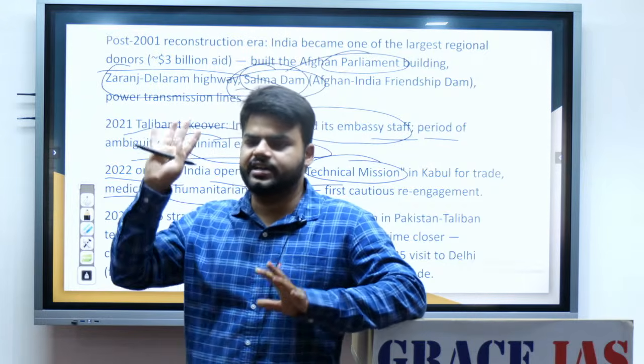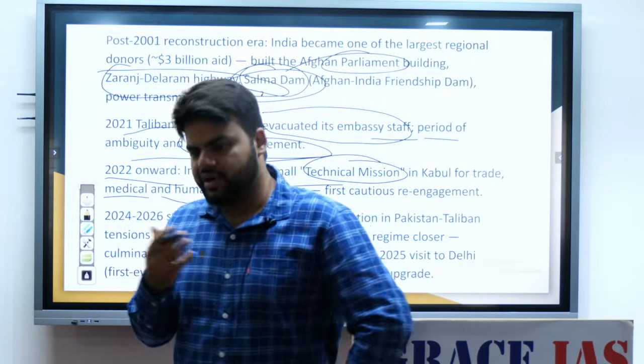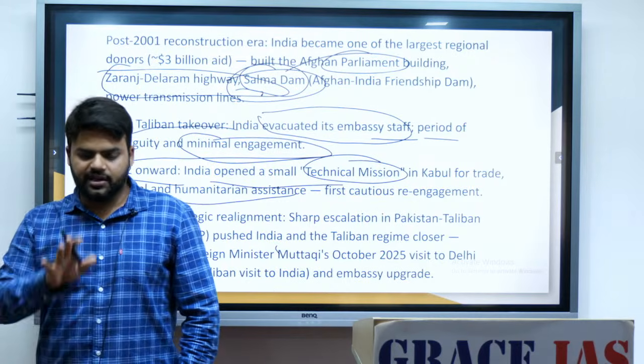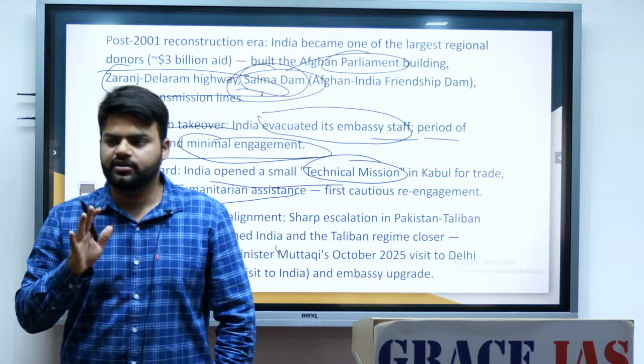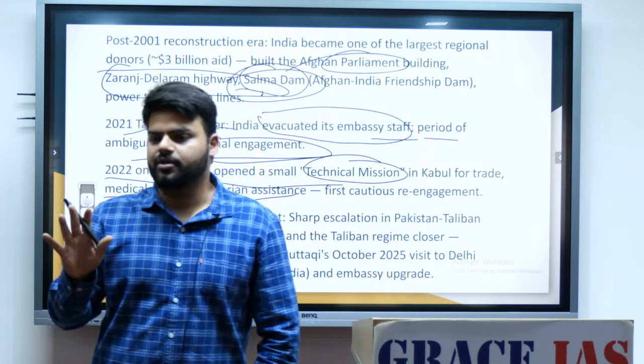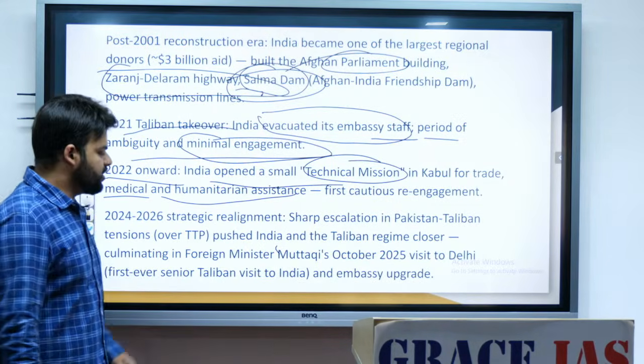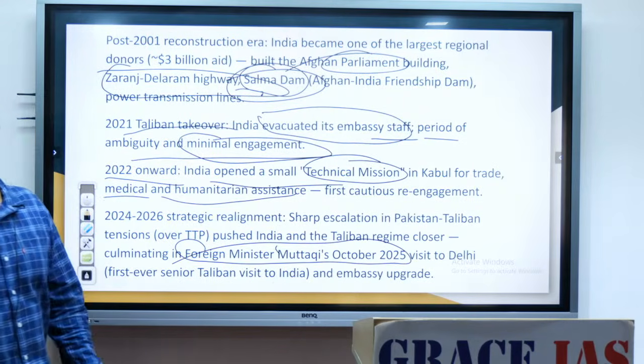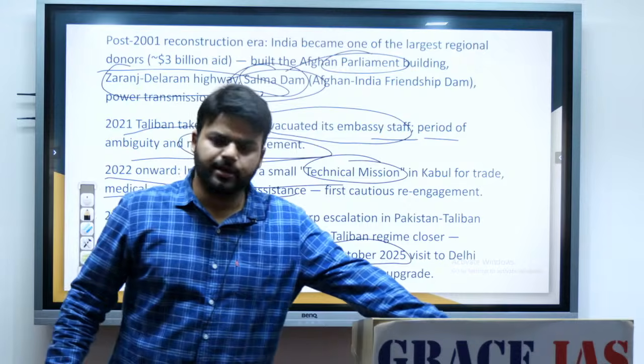Russia had recognized it, it is dealing. Now India has also started. You have to accept that now Taliban is here to stay. And if it is here to stay, you have to talk to it. It is a neighbor. You have to talk to your neighbor. So now India is actually engaging, its foreign minister Muttaqi visited India in October 2025. Any doubts still here?